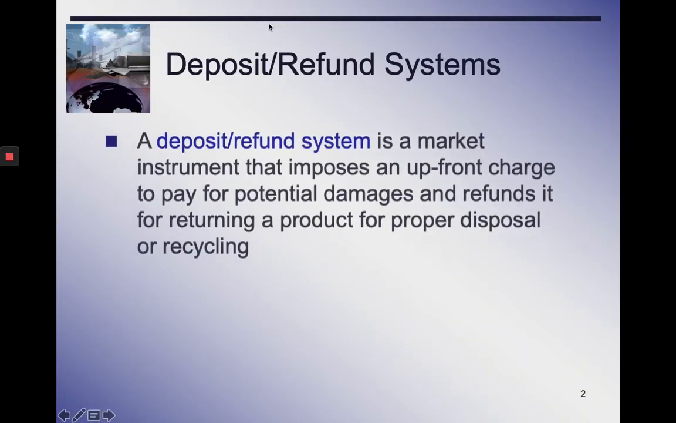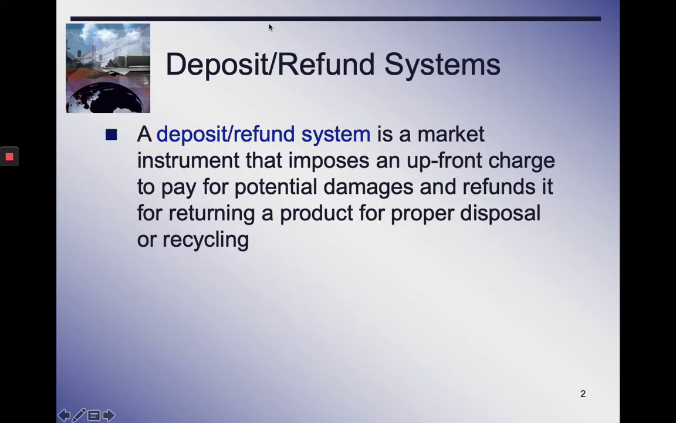The deposit refund system is a system of a market instrument that imposes an upfront charge to pay for potential damage. That's the first part. The second part is, and it refunds the upfront charge for returning a product for proper disposal or recycling. Again, there are two components of the deposit refund system. The first is it imposes an upfront charge to pay for potential damage, and the second part is it refunds the upfront charge for returning the product for proper disposal or recycling.